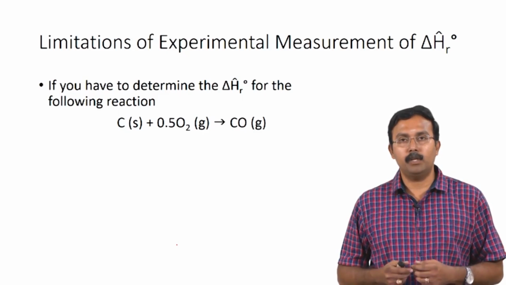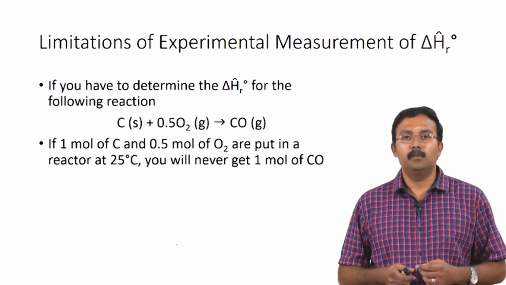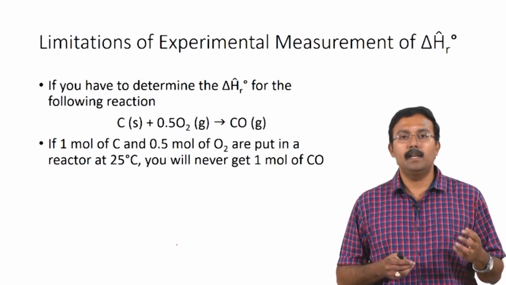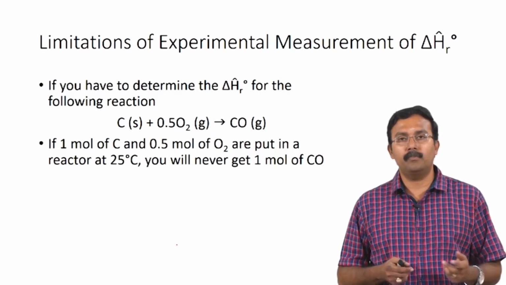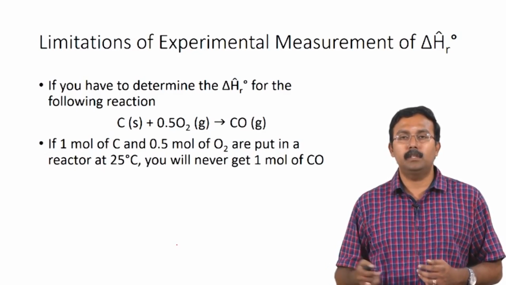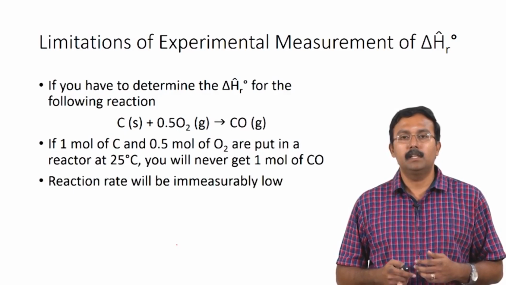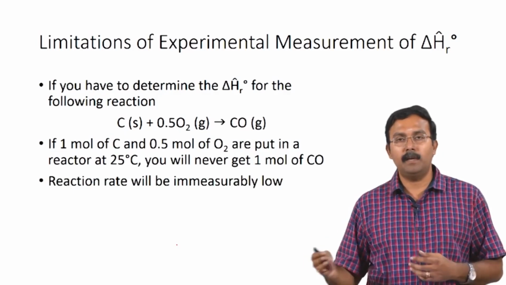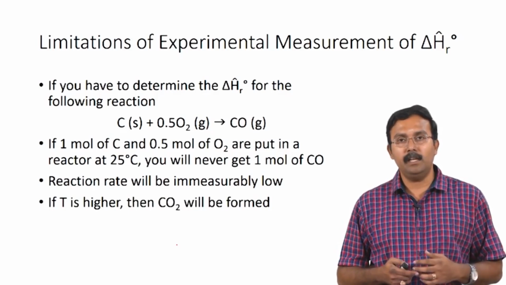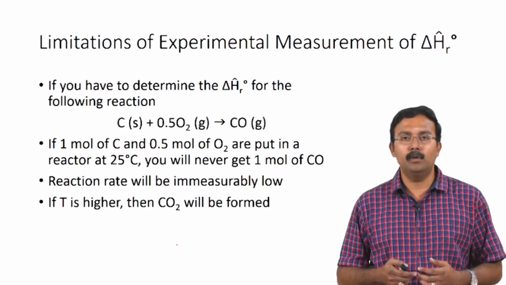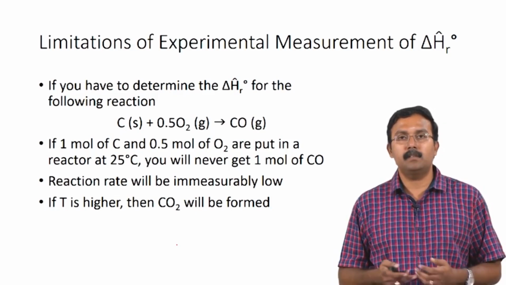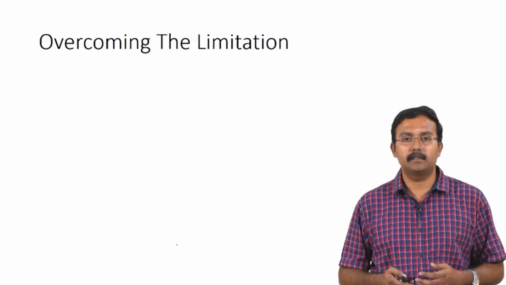it would be near impossible to perform this reaction without any side reactions, because you will never be able to get 1 mole of carbon to react only with half a mole of oxygen to produce 1 mole of carbon monoxide. There will always be carbon dioxide formed if the temperature is increased. If the temperature is very low, the reaction rate will be too low, and we would not be able to measure any change in temperature that can be used for measuring the heat of reaction.